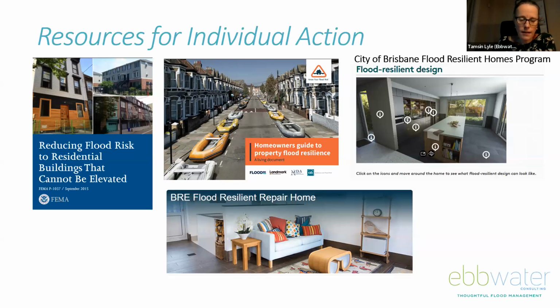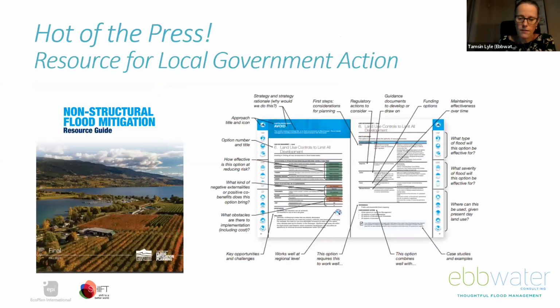And then finally, another new slide for Robin and Anna. This is a bit of a plug for some work that Erica and I and another company, EcoPlan International, have been doing for the last 9 or so months in the Okanagan to develop what we're calling the Non-Structural Flood Mitigation Resource Guide for Local Governments. This is a document that includes 40 actions that can be taken by local governments, or that local government can advocate for change to senior governments, or that they can support individuals to act on.